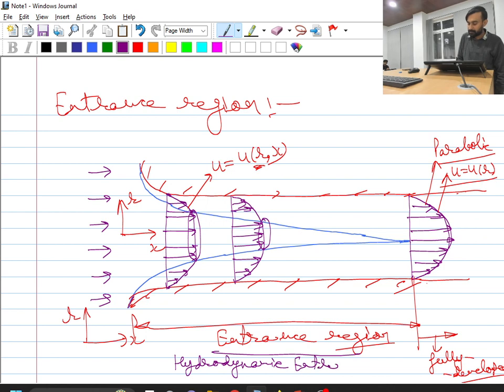Hydrodynamic entrance region. Because if you have heat transfer involved, then you will have the development of a temperature profile, and you can have a thermal entrance region also. So whenever we are only talking about the momentum component, we also call it the hydrodynamic entrance region. Okay, let me consider that LE is the length of the entrance region.